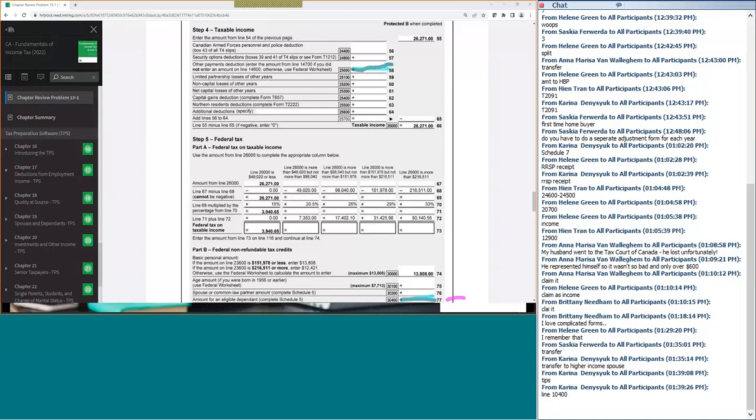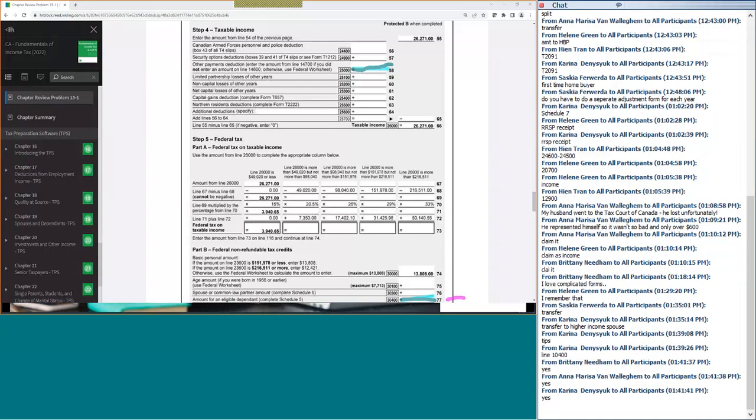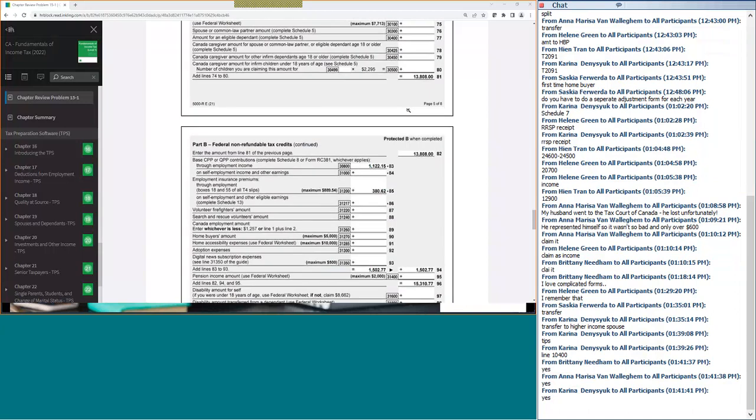eligible dependent. She hasn't done a Schedule 5. Is she eligible for eligible dependent? She is a single mom. She has sole custody. Her kids are with her. They have no income. That's a big credit that she missed. We're going to be able to fix her return and make a big difference if we do a Schedule 5 for her. Good. I'm going to stop annotating there. I'm going to go down to the next page.